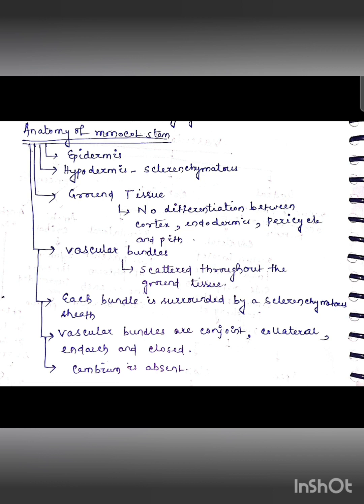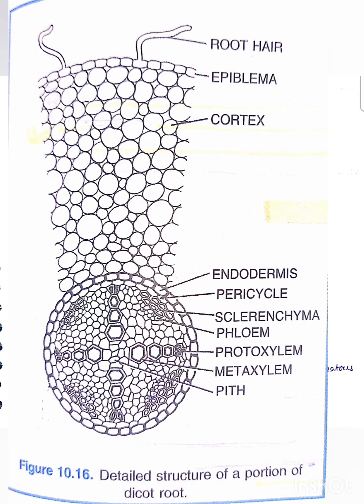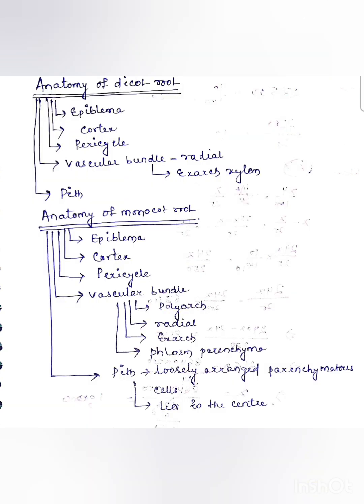Then cambium is altogether absent in your monocot stem. So secondary growth is absent. Then anatomy of dicot root. The outer layer is called epiblema. Then cortex, then pericycle, then vascular bundle which is radial, and exarch xylem is present, which I have discussed earlier. Then pith.